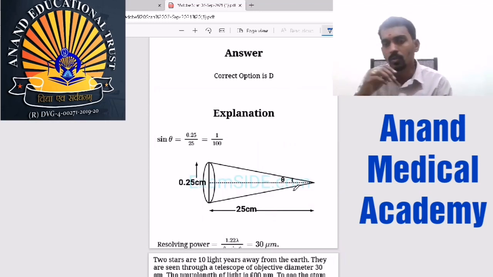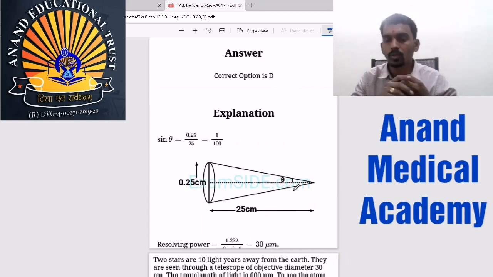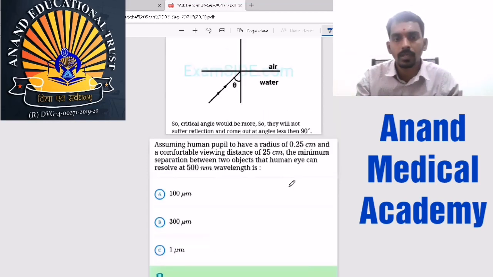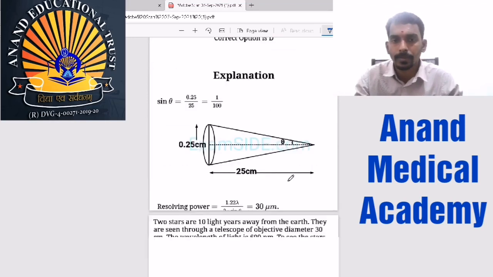And also sometimes they'll ask you resolving power or limit of resolution. So those formulas also remember. Like here the question is based on resolving power. So what is the resolving power? That question is also very important. Resolving power of microscope, resolving power of telescope.